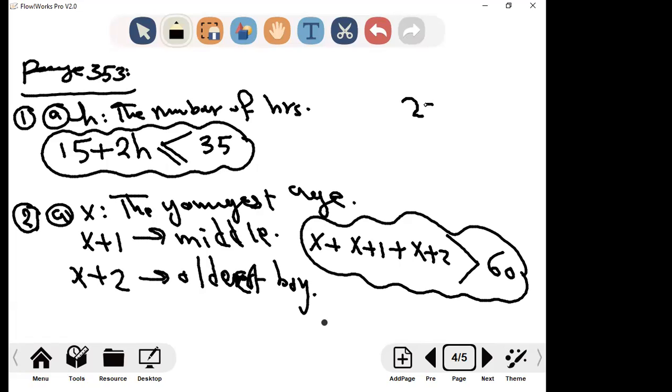Assume that the youngest is 20. The middle will be 21. The oldest will be 22. So we add 2 to the youngest. From 20 to 22, we add 2 years, so X plus 2. But for the middle we add 1 year, so X plus 1, X plus 2. Got it?